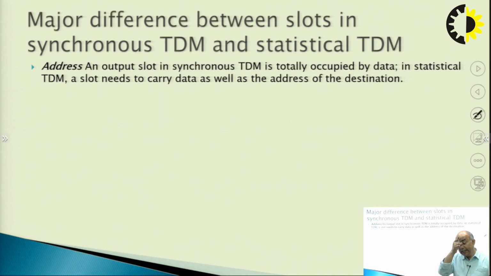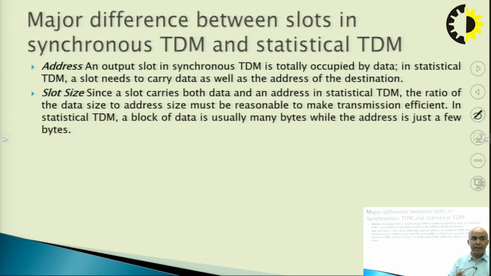So, in synchronous TDM, irrespective of whether any line is sending the data or not, they still occupy the bandwidth. But in the case of statistical TDM, for a slot which is going to transfer the data, the address has to be allocated there. Next is slot size. Since the slot carries both data and address in statistical TDM, the ratio of the data size to address size may be reasonable to make transmission efficient. In statistical TDM, the block of data is usually many bytes, while the address is just a few bytes.